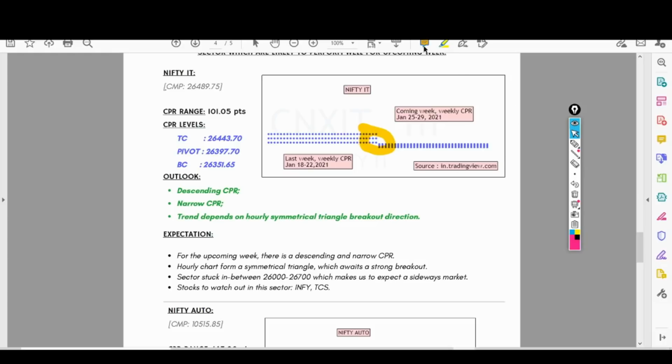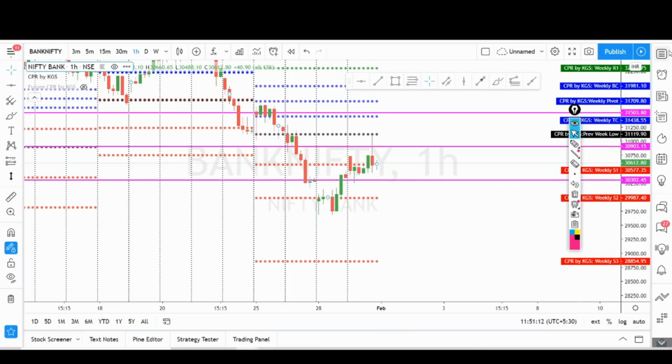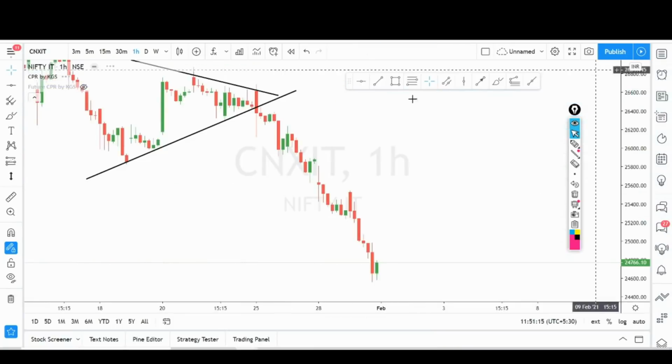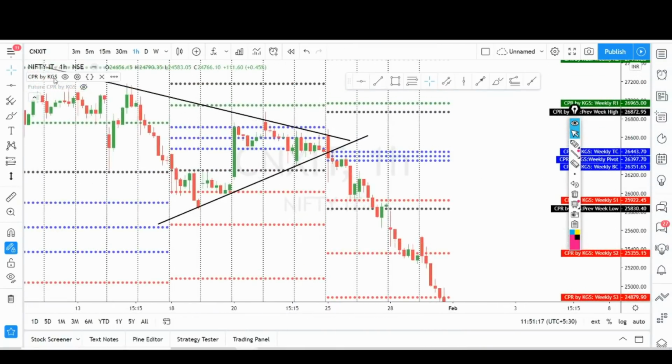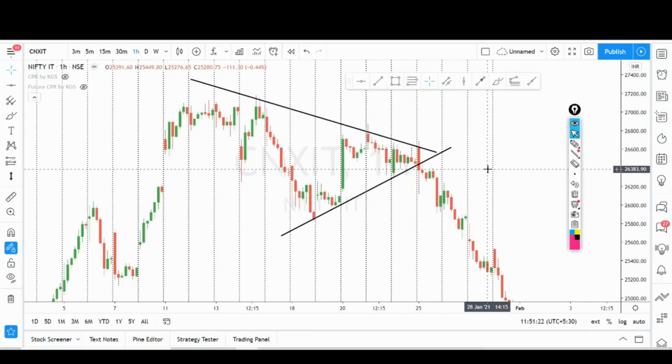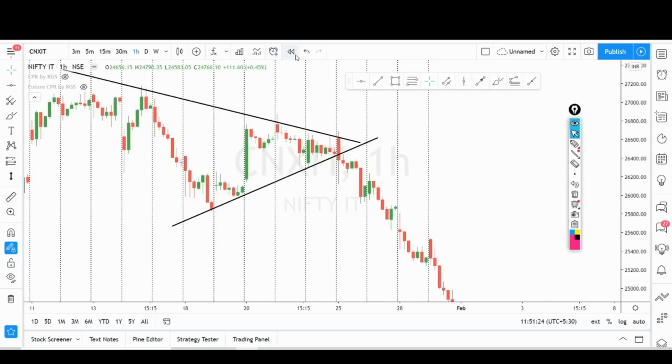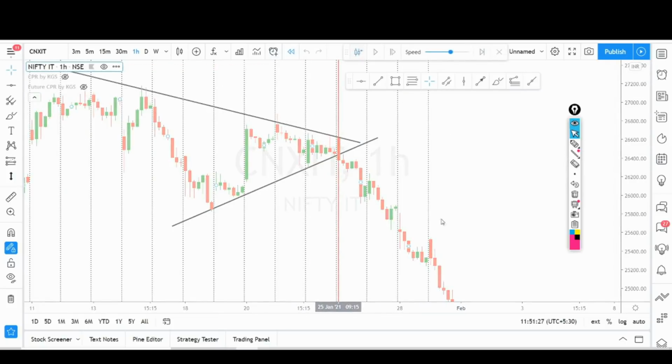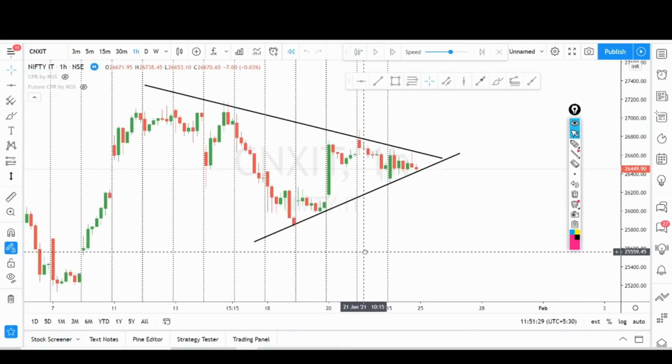Now the second thing is the Nifty IT is having a descending CPR, it is a narrow CPR, and the trend depends on hourly symmetrical triangle breakout direction. Now let me open Nifty IT and let me show you how Nifty IT perfectly went as per my view in newsletter. So let me skip last week using bar replay and let me show you all the chart.